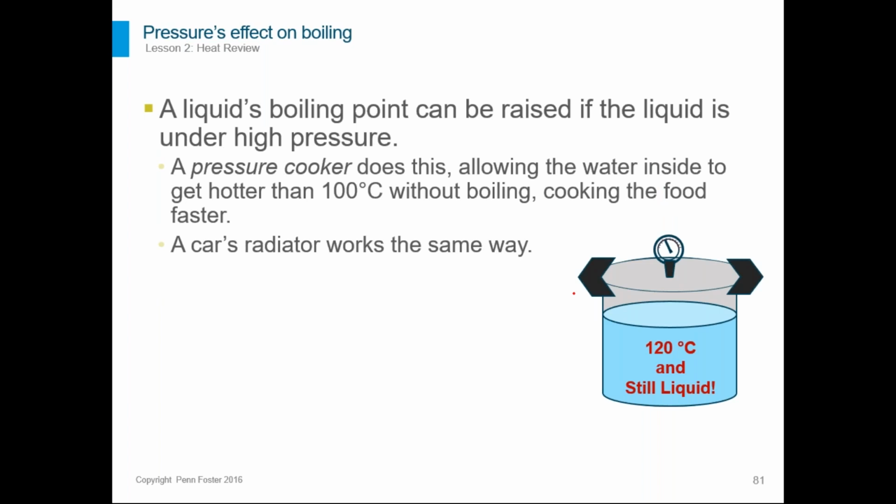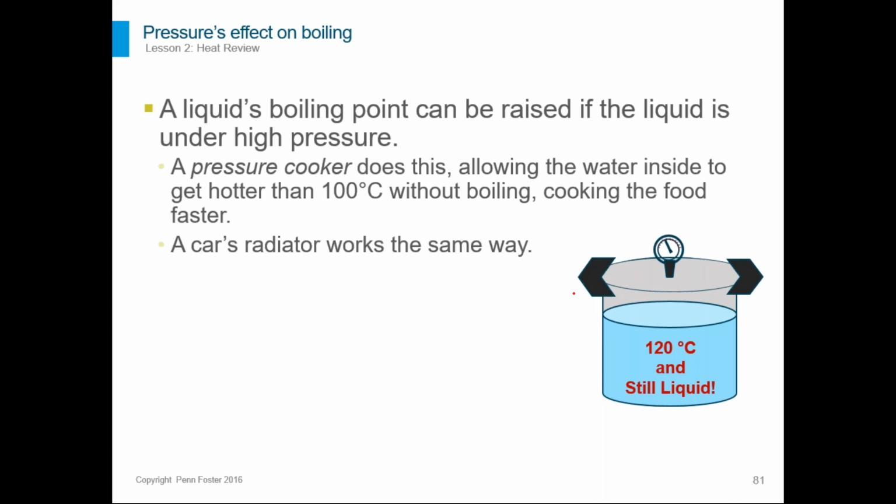And the last thing they talk about in this section is pressure's effect on changes in state. If you keep a liquid under high pressure, it's harder to boil it. It doesn't boil at the same temperature. This is why a pressure cooker works. You have a liquid, water, that normally boils at 100 degrees, but because it's under so much pressure, it reaches 100 degrees and it can't boil. The pressure keeps it as a liquid, so it can get hotter than that. You could have it at 120 degrees and it's still liquid.